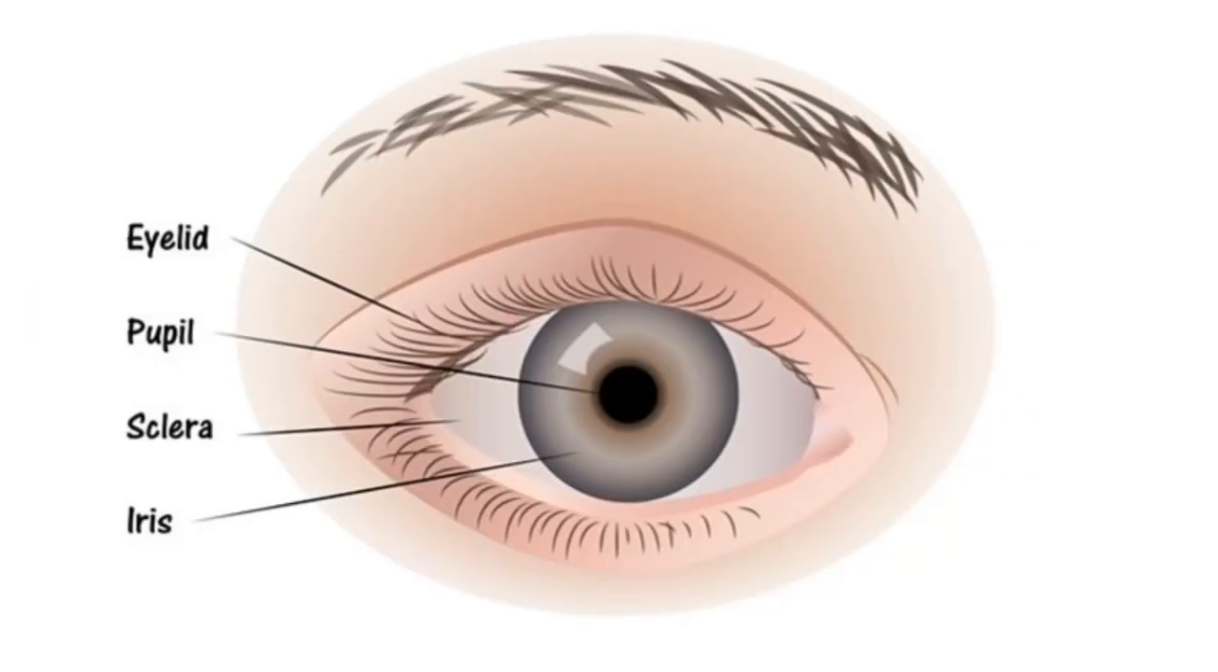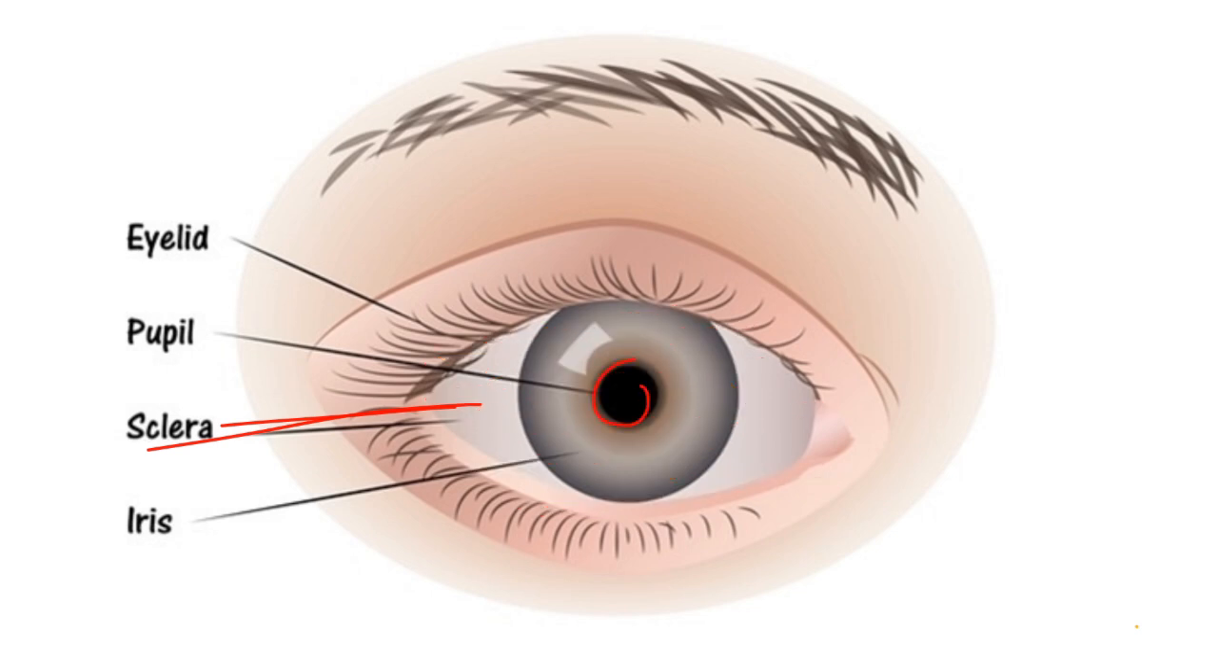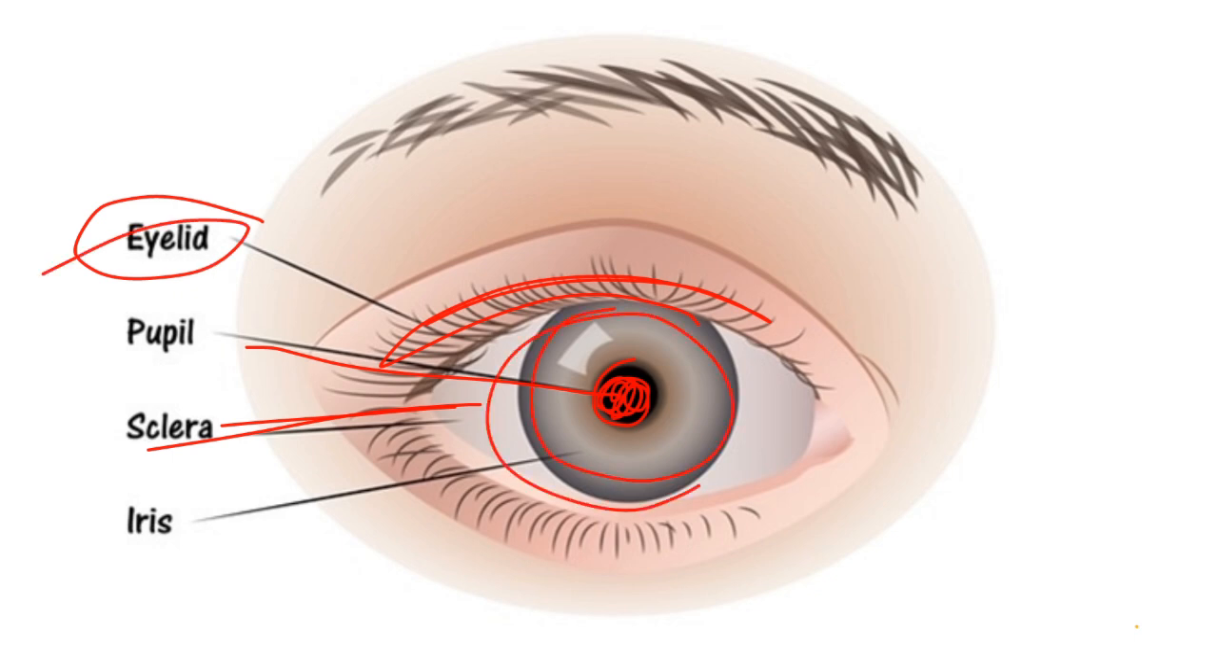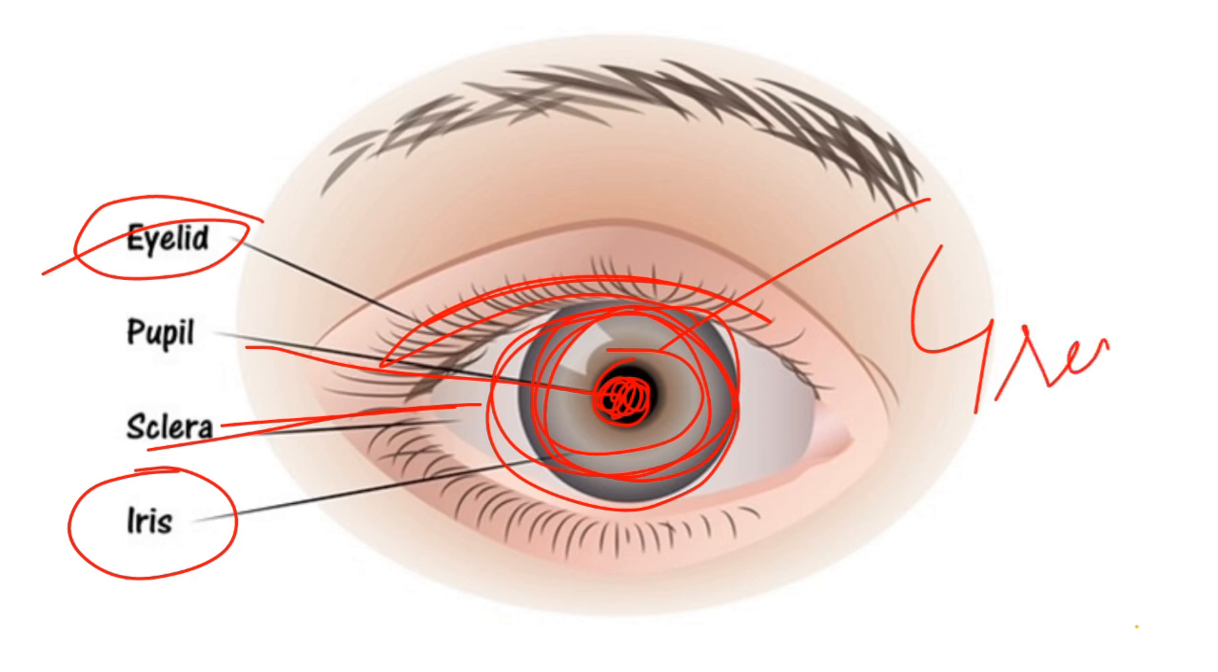Before we move on, I just want to show you what the iris is and what the pupil is here. This white portion is called the sclera, and we all know that the uppermost layer is called the cornea, which is transparent, so you are not seeing it here. The hole in the middle of the iris is the pupil. The hair-like structure is the eyelid, and this portion is called the iris. The color of the iris is gray, so we can say that the color of the eye is gray. Okay, then let's move ahead.